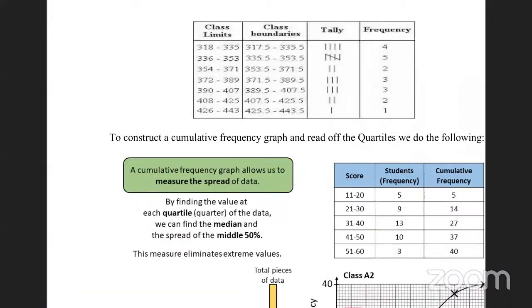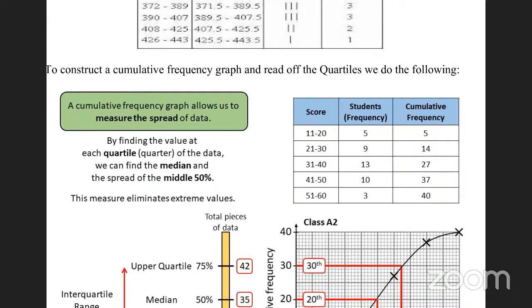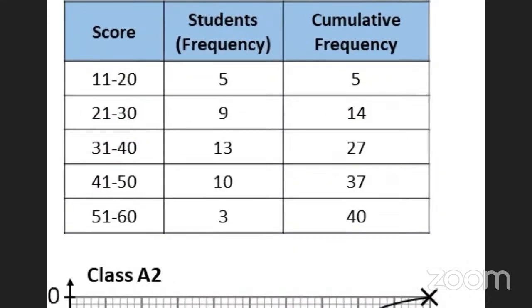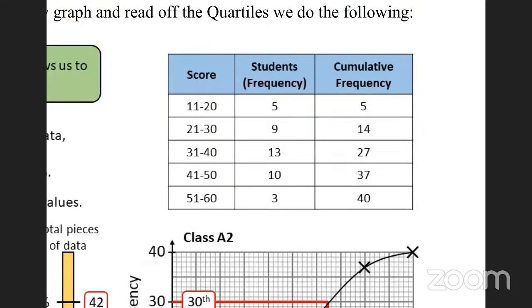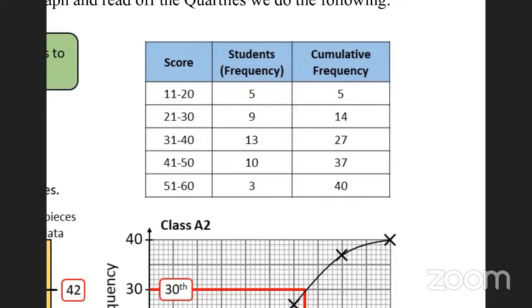Next, cumulative frequency. What does cumulative frequency imply? Cumulative frequency shows you how the frequencies accumulate as it goes down, right? Take a look at the table here. If you look at the table, the frequencies are what? 5, 9, 13, 10, and 3. What are the cumulative frequencies though? How do you get the 14? What did they do? Add the 5 and 9. How did they get 27? Add the 5, 9, and the 13. How did they get 37? 5, 9, 13, and 10. How did they get 40? Add everything.